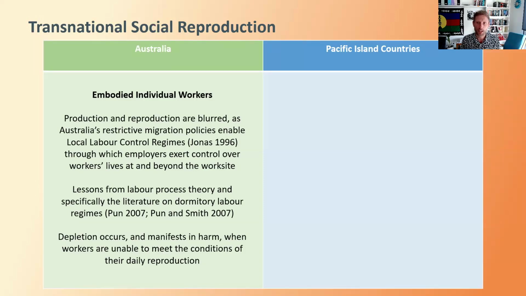And so we can draw here on labor process theory, and specifically the literature around dormitory labor, to think about how the collapsing of production and reproduction affects workers' outcomes, and in the sense of depletion, manifests in harm when workers are unable to meet the conditions of their daily reproduction.